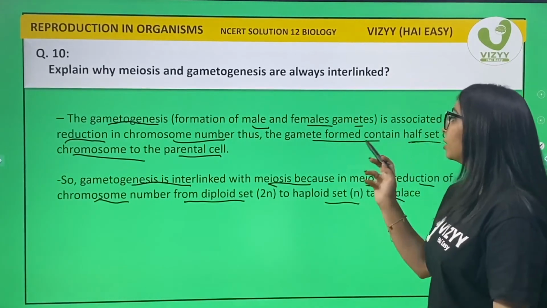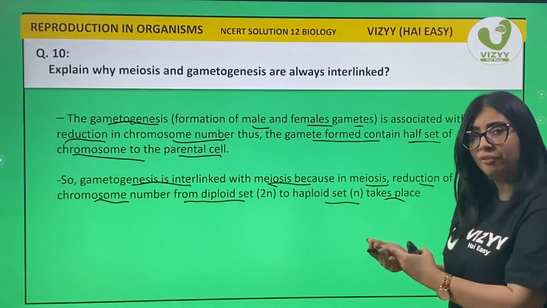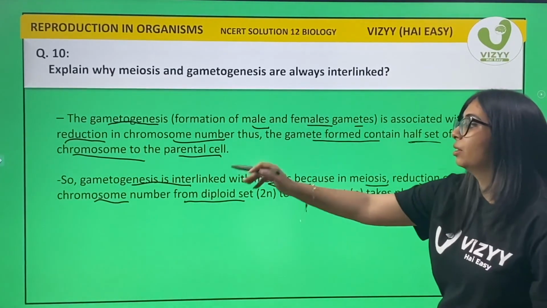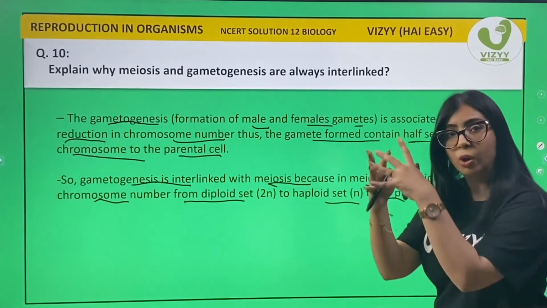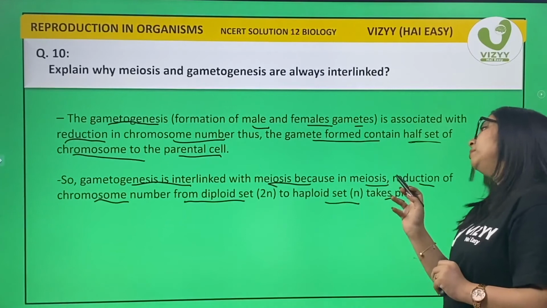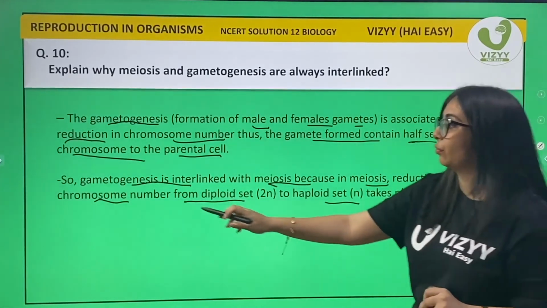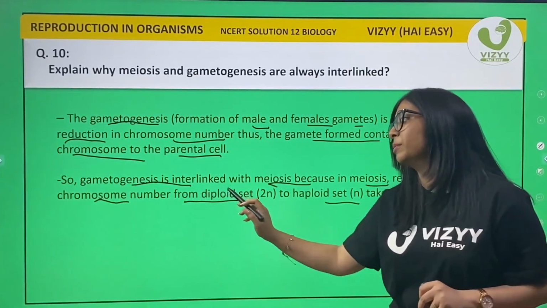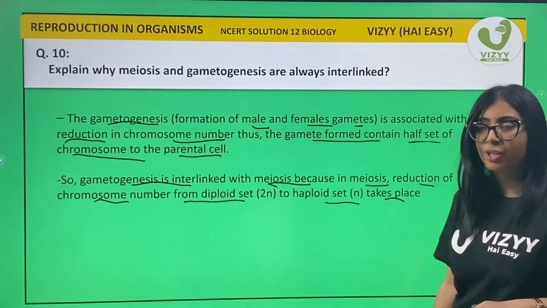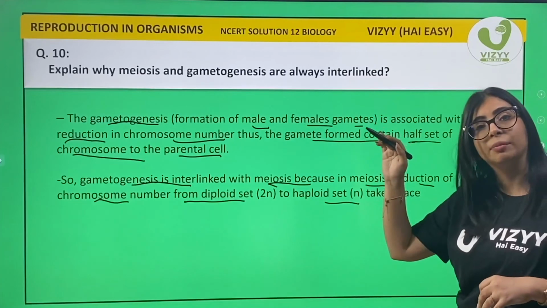Thus, gametes formed contain half of the chromosomes of a parent cell, and so gametogenesis is always interlinked with meiosis, because in meiosis, reduction of chromosome numbers from diploid to haploid set takes place. So this is your answer number 10.